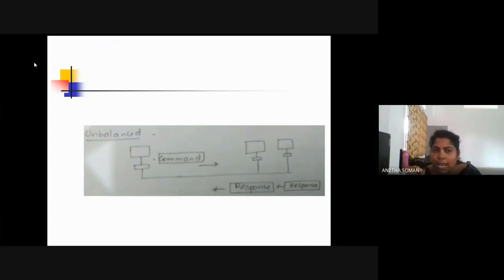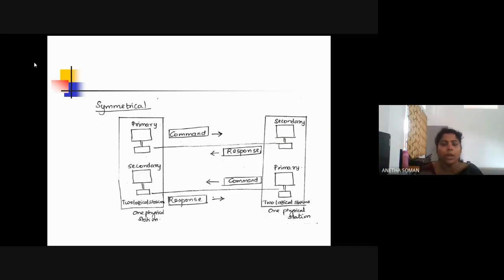So in unbalanced configuration, one device is acting as the primary and the other one is acting as the secondary device. The primary is controlling the secondary. The primary is issuing the command and the secondary is responding to that command. Now, the other type of configuration is called the symmetrical configuration. What is this symmetrical configuration?